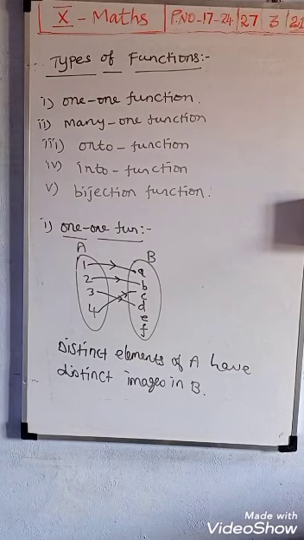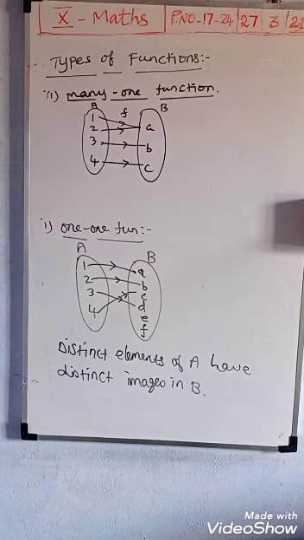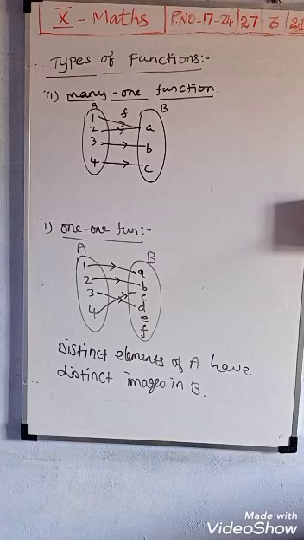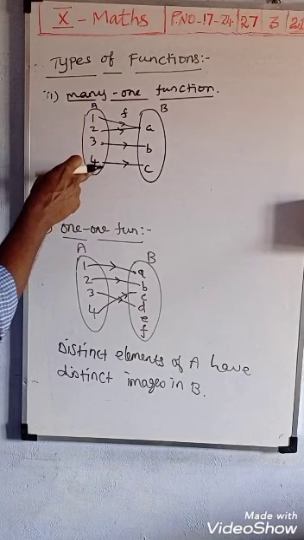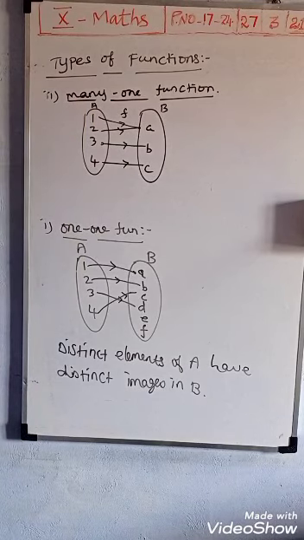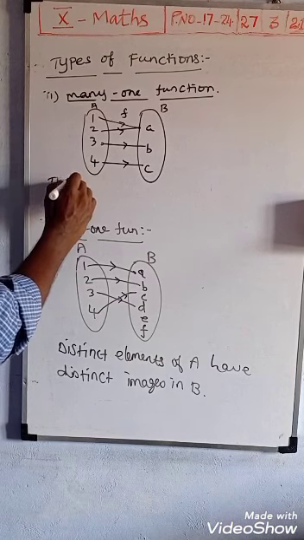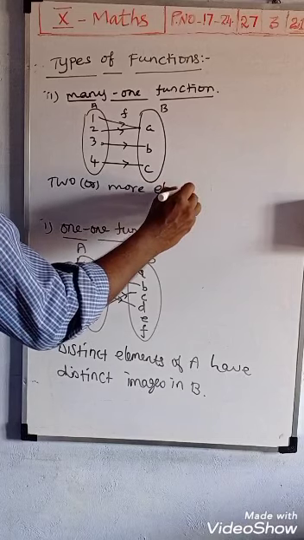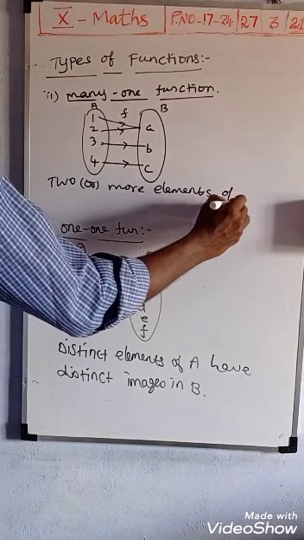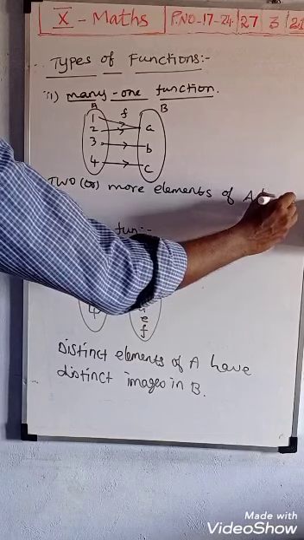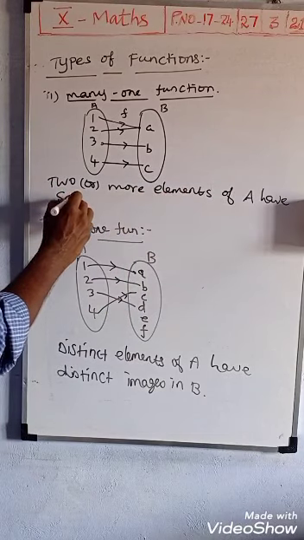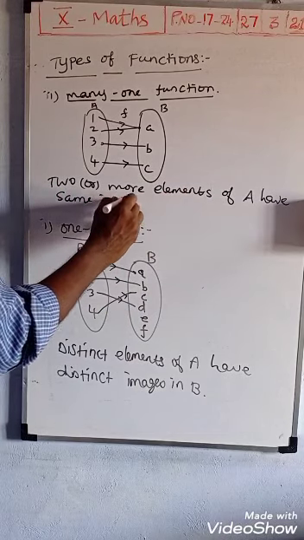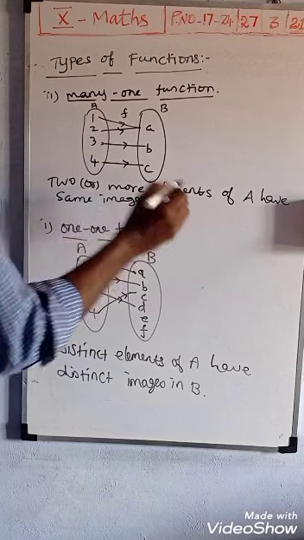Then next, what is a many-one function? Consider the arrow diagram. The A set elements are 1, 2, 3, 4. The B set elements are only 3 elements, A, B, C. So here, many-one function means 2 or more elements of A have the same image in B. It is called a many-one function.